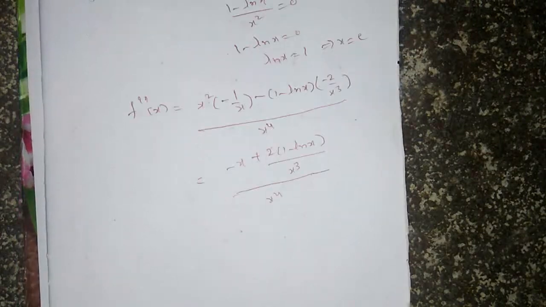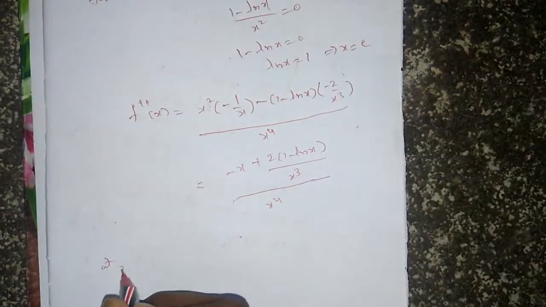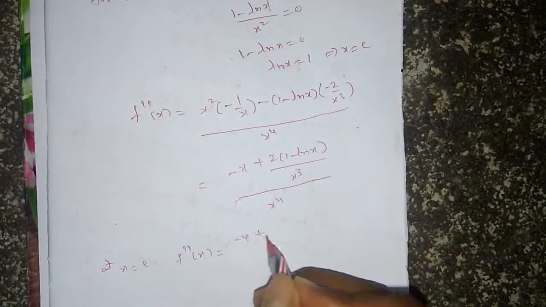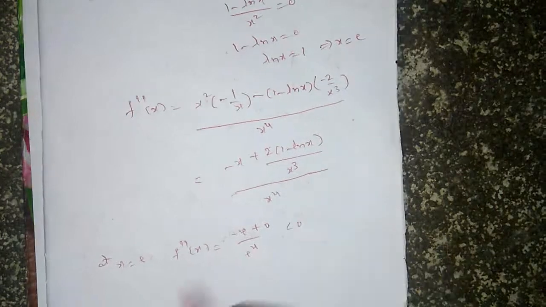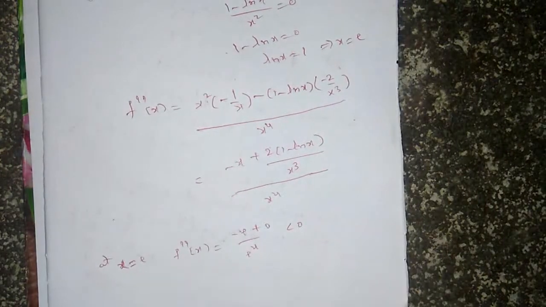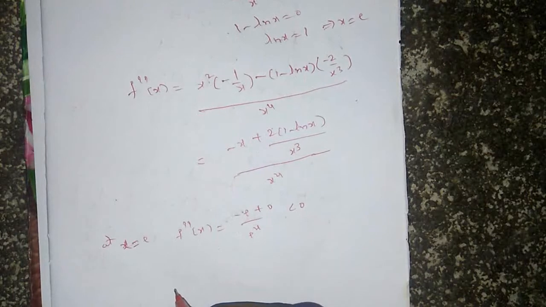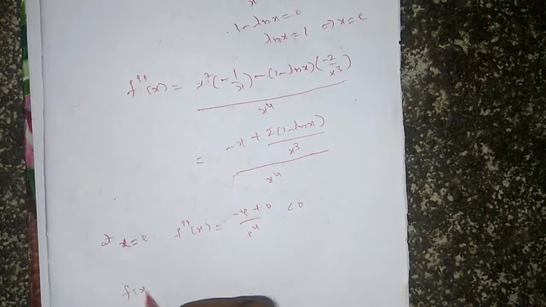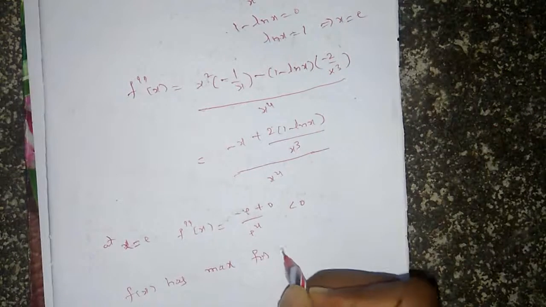Here put x is equal to e. We got the point of extremum, x is equal to e. So at x is equal to e, f double dash of x is equal to minus e plus 0, divided by e power 4, which is less than 0. Therefore at x is equal to e, we will get the maximum value. f of x has maximum for x is equal to e.